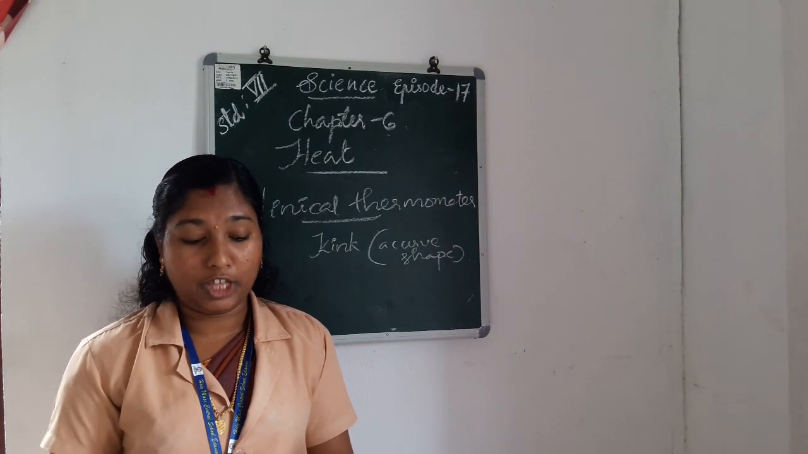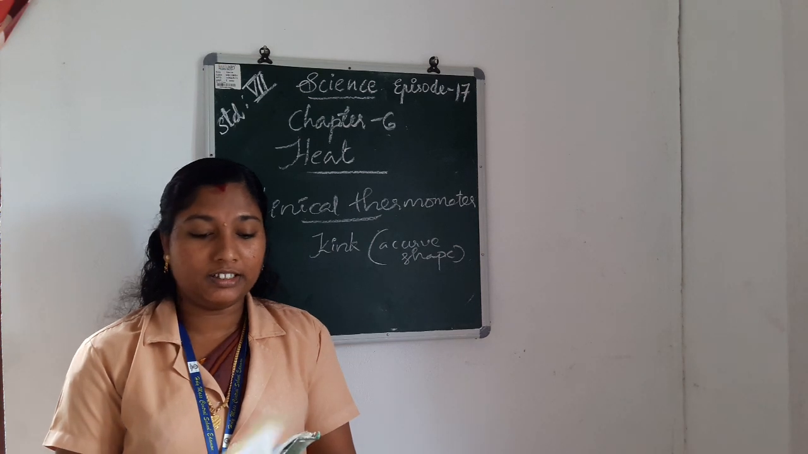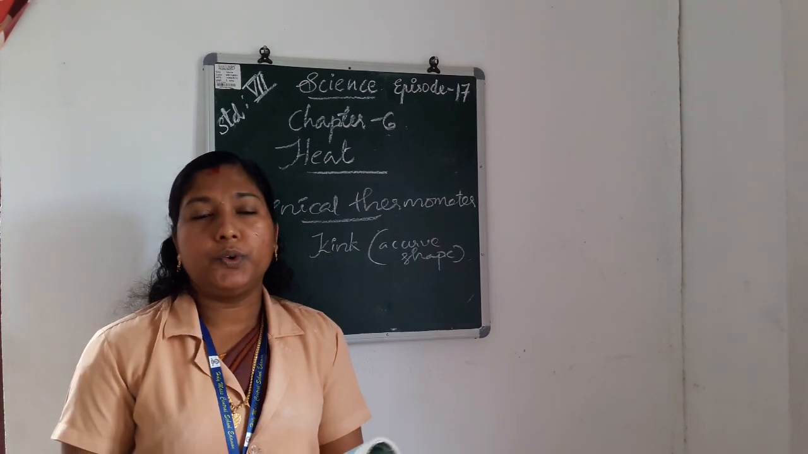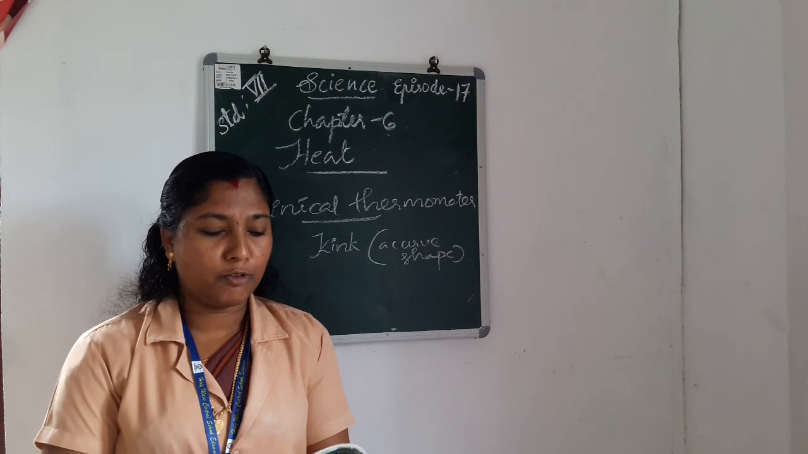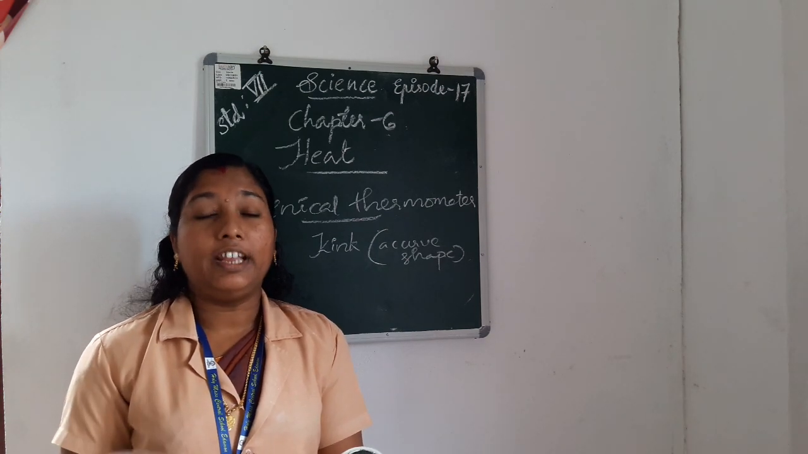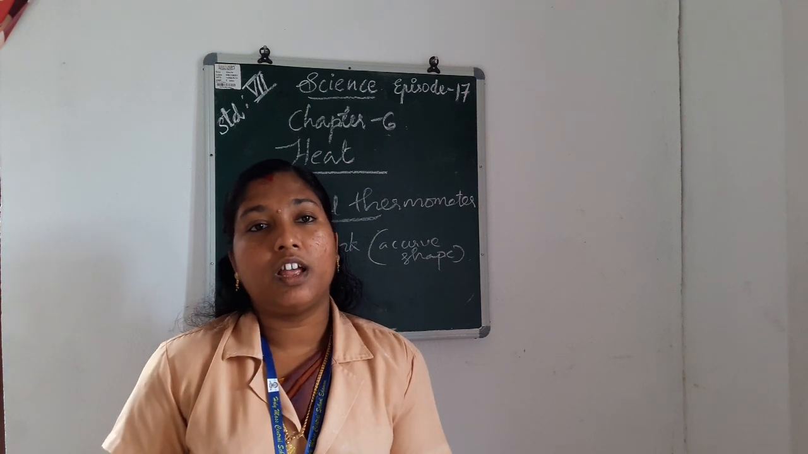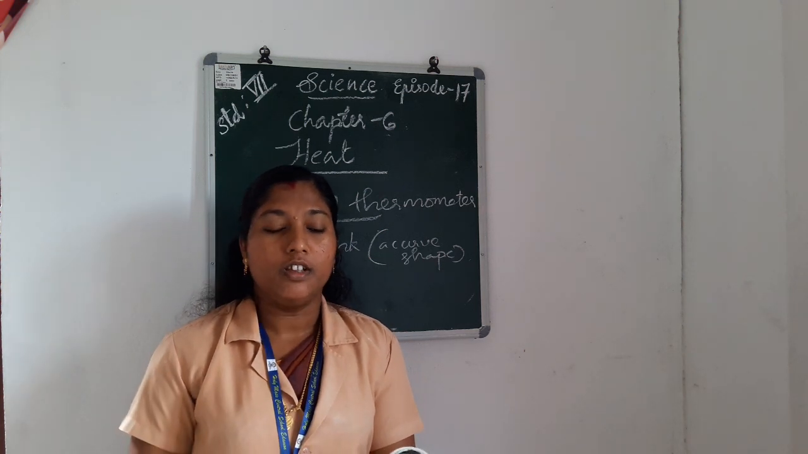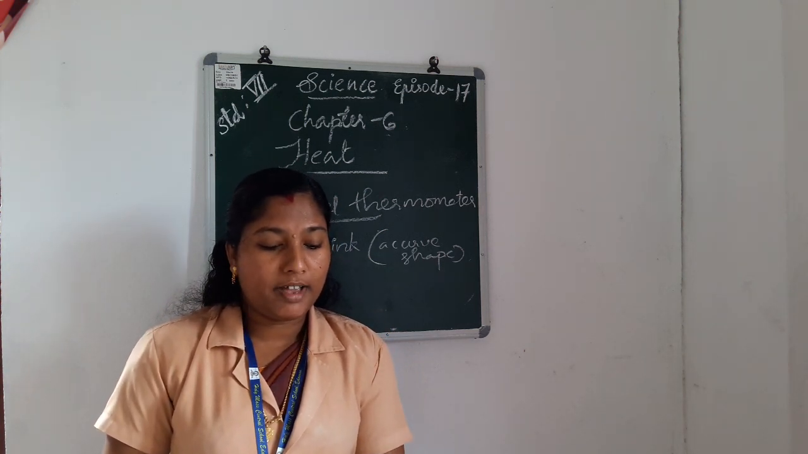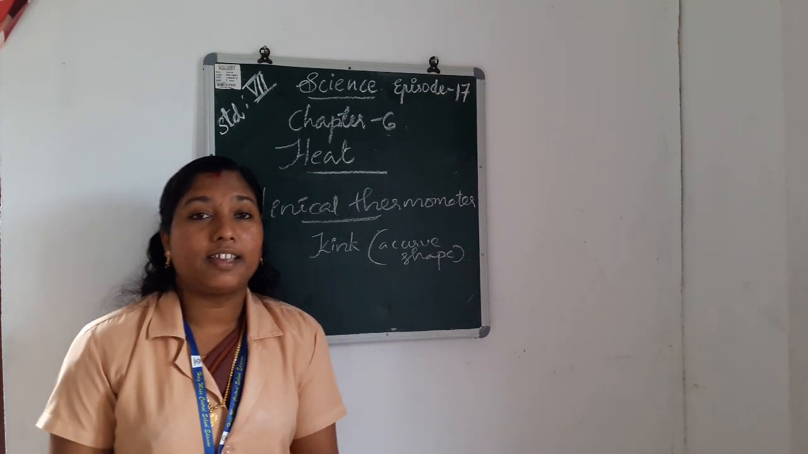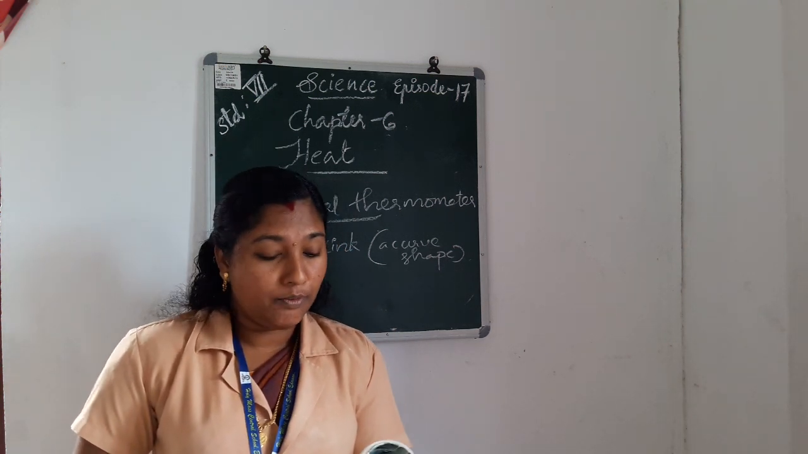Next we move on to the minimum maximum thermometer. Another thermometer is the minimum maximum thermometer. Do you know what a minimum maximum thermometer is? We know that different types of thermometers are present. Each thermometer has a different purpose. It gives the maximum and the minimum temperature of the previous day. The minimum and maximum thermometer is used in weather.